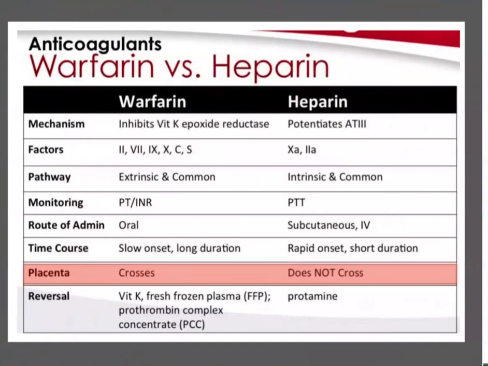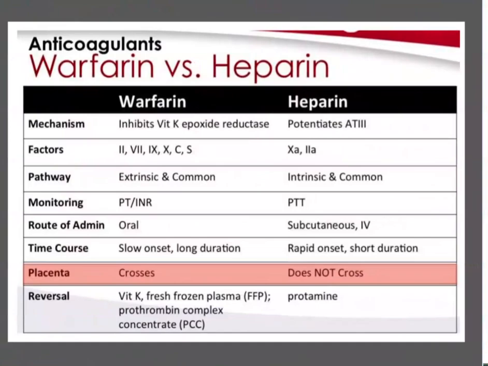Okay, so warfarin is very slow. It has a slow onset, but it has got a longer duration. Okay, and heparin has got a rapid onset and a short duration. I like to just say warfarin is a tortoise, and heparin is faster. It's like a cheetah or a rabbit. Okay, one of my consultants used to say that. Okay, so warfarin crosses the placenta, and heparin does not cross the placenta.